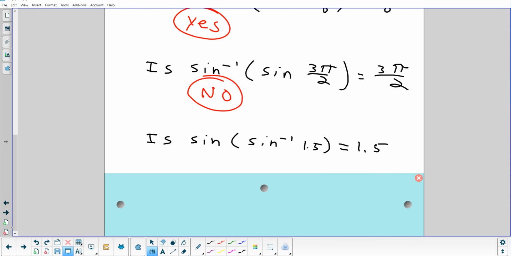Is the number that we are trying to plug in between negative 1 and 1? No. So this is the example where you're kind of putting a horizontal line and seeing where it crosses. The graph never goes this high. It stops at 1. So the answer here is no. That would not work.